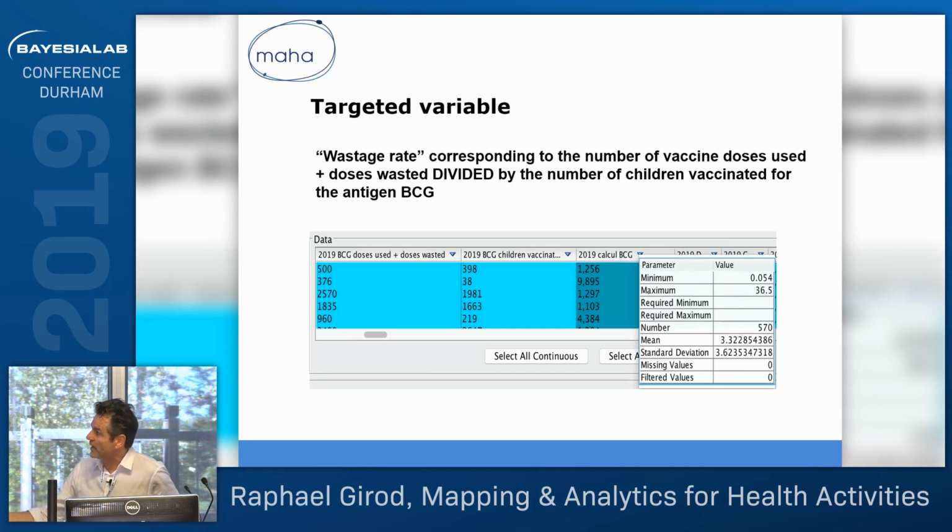About the targeted variable, this is the calculation: because it was extracted from the information system, I had the number of doses used and doses wasted, and the number of children vaccinated. So I calculated what I've called wastage rate, corresponding to the number of vaccine doses used and wasted, divided by the number of children. It's not exactly the definition of wastage rate as used by WHO, but because it is discretized after that, it doesn't matter. I've got a mean of 3.3, which is quite huge, and you will understand why later on, and the standard deviation. When we are dealing with the BCG vaccine, it's quite usual that you have such a high rate of wastage.